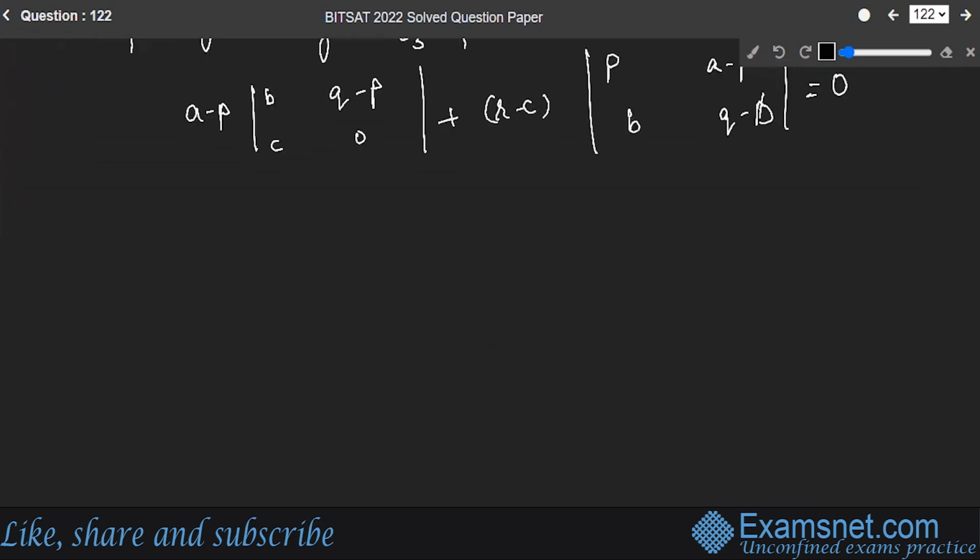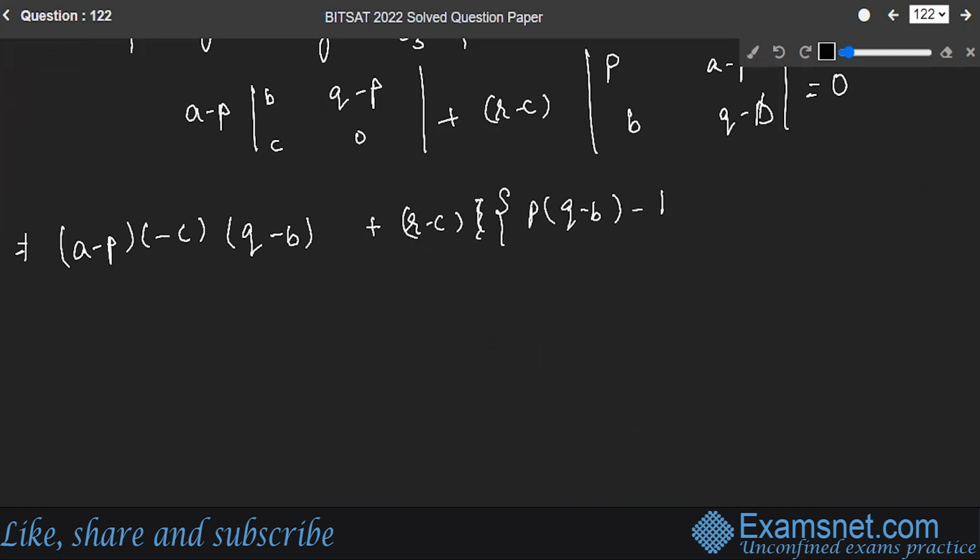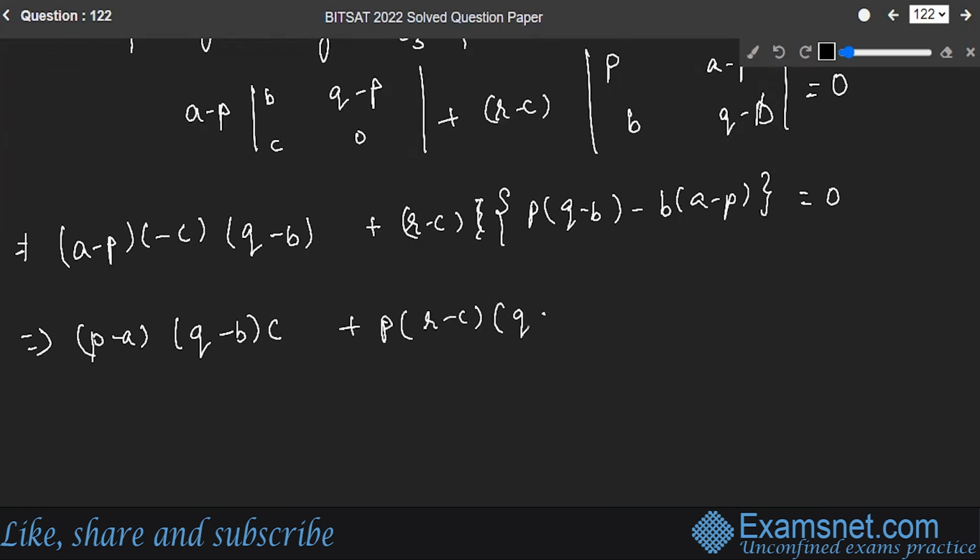This is equal to 0. So now this will be equal to (A minus P)(minus C)(Q minus B) plus (R minus C) into (P cube minus B minus B)(A minus P). This is equal to 0. Now this gives me (P minus A)(Q minus B) into C. Yeah, (P minus A)(Q minus B) into C plus P into (R minus C)(Q minus B) plus P(R minus C)(P minus A) is equal to 0.